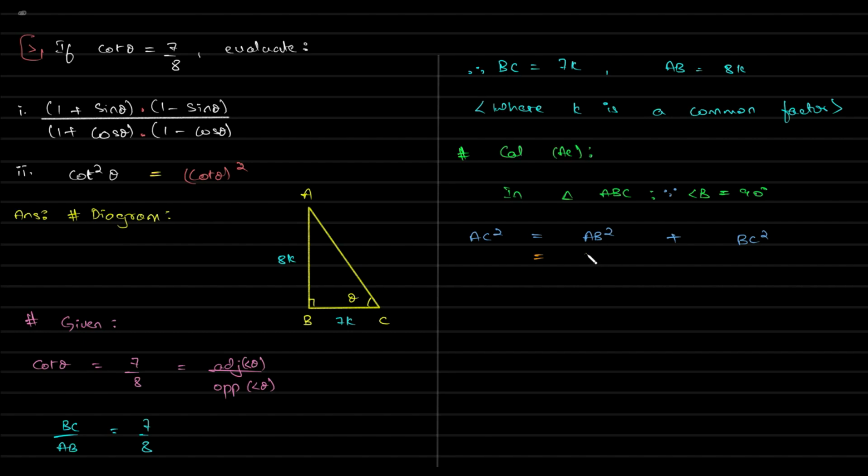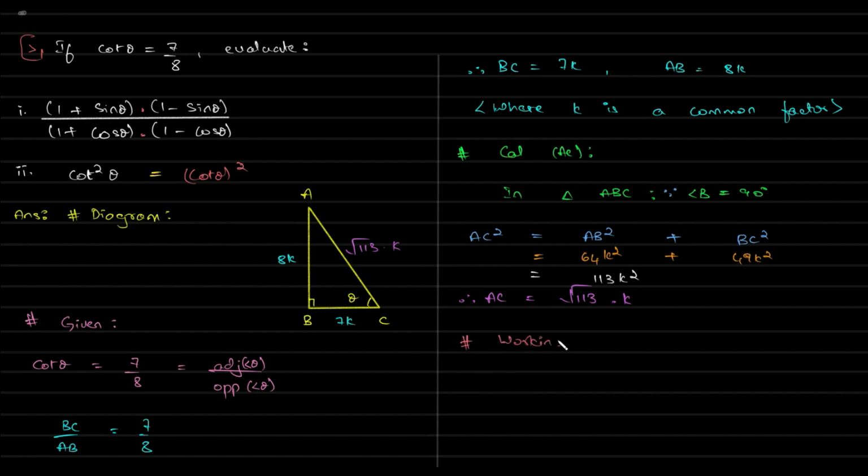For that you should talk to your teachers because they will be able to guide you then and there. Right? 64k square plus 49k square. Because I'm showing the lengthiest version, you need not write so much. Please remember that. So this will add up to 113k square. Therefore AC is equal to square root of 113 into k. So we have all the three sides.